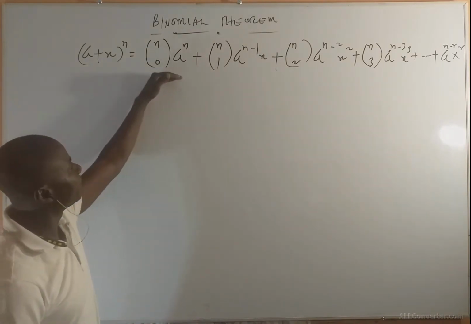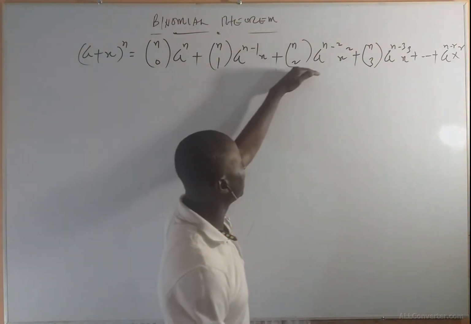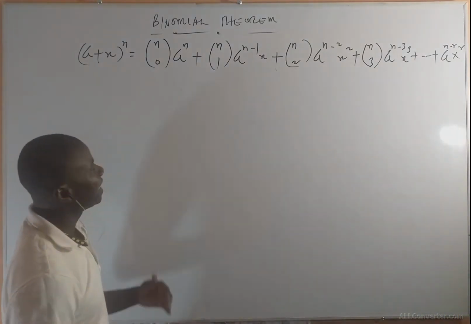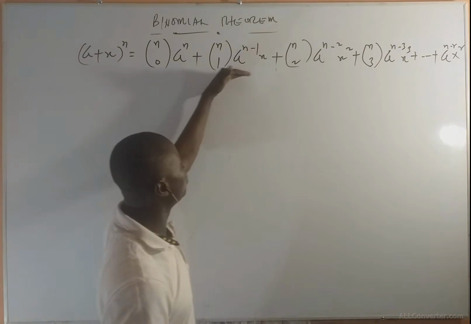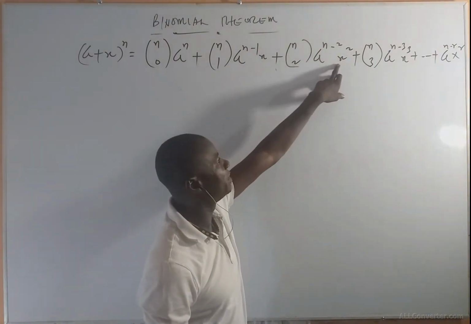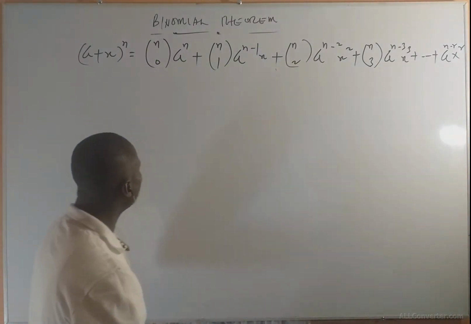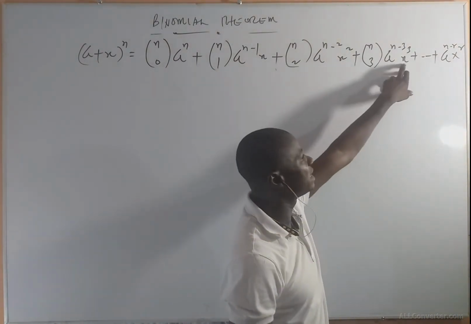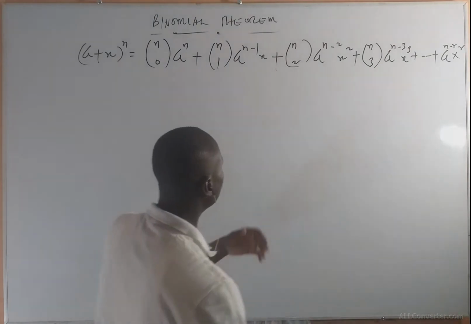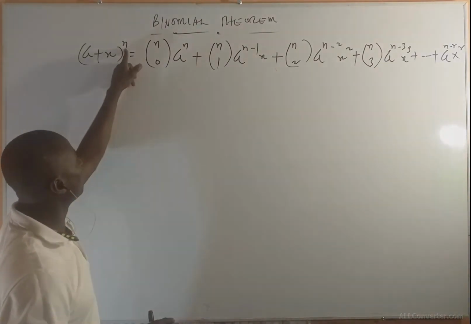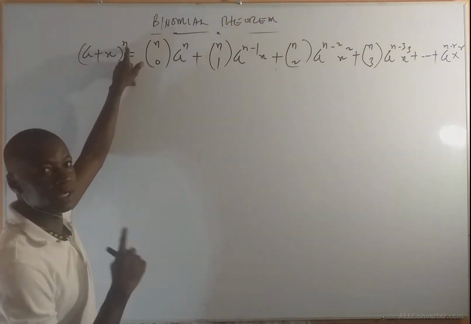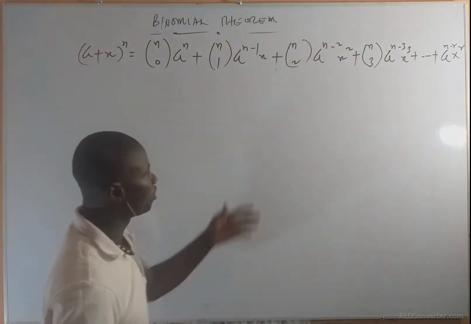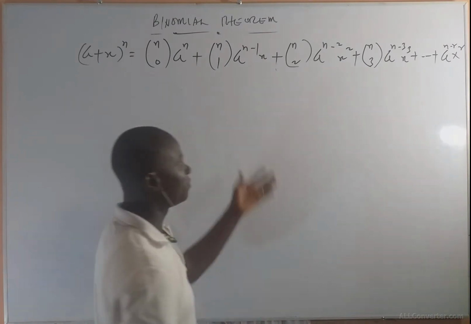Now, this is the first term, this is the second term, this is the third term, this is the fourth term, in that order. So if you are asked to expand up to the third term, then 1, 2, 3. When you get to the term in x squared, you have to stop. If you are asked to expand to the fourth term, then you have 1, 2, 3, 4. When you get to the x cubed term, you have to stop. But if you are not asked to stop anywhere, then you have to check your exponent. That will tell you where you are supposed to stop. So this is the combination formula for solving binomial expansions.